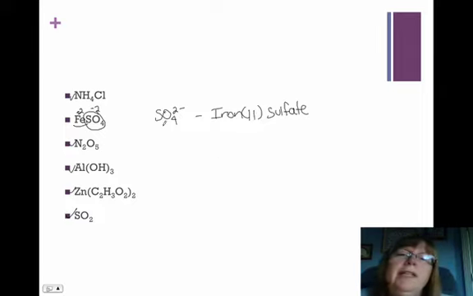Well, I hope putting all this together has helped you see all the different steps you have to go through to get a correct name on a molecule or a compound. And so we're just going to practice, practice, practice, and hopefully this will become like second nature before long.